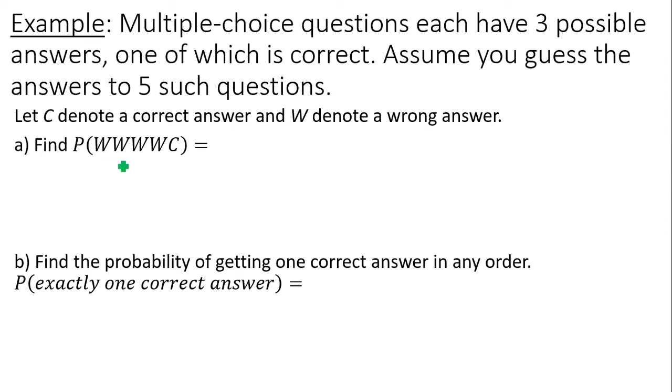Out of the five questions or trials, if you were to randomly guess, find the probability that only the fifth answer would be correct. Find the probability that the first four would be wrong and the fifth one would be correct.